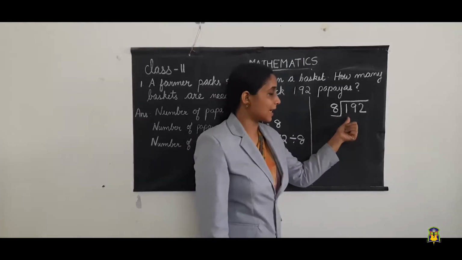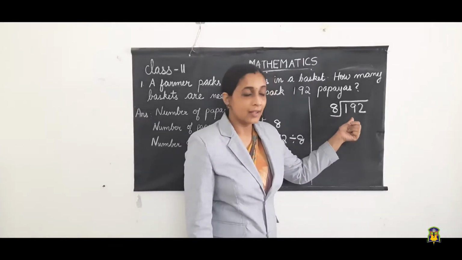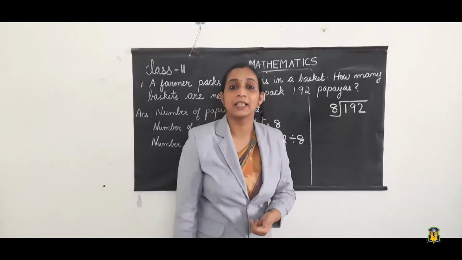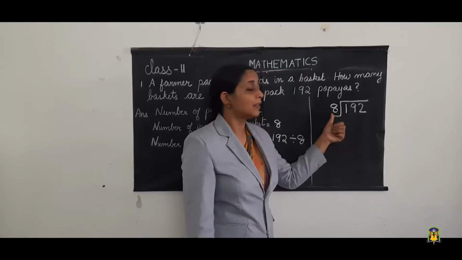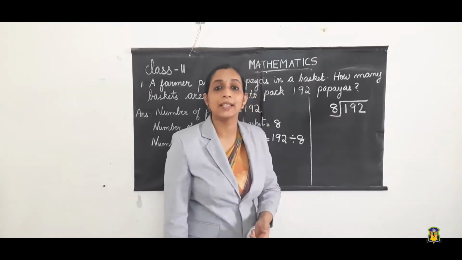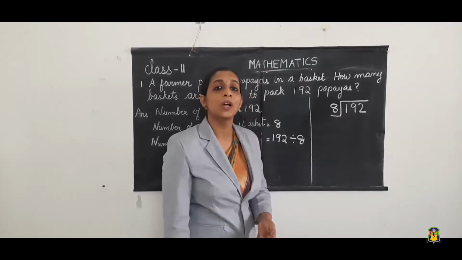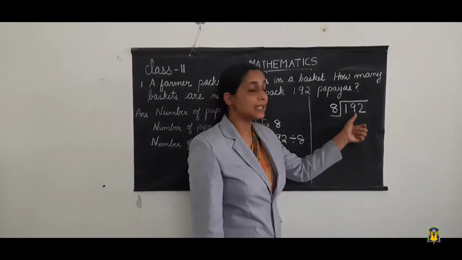Let us take the first number, that is 1. 1 is less than 8. The dividend should be greater than the divisor. When we take 1, 1 is less than 8, so it is not possible. So what do we have to do? We have to take the next number, that is 9.